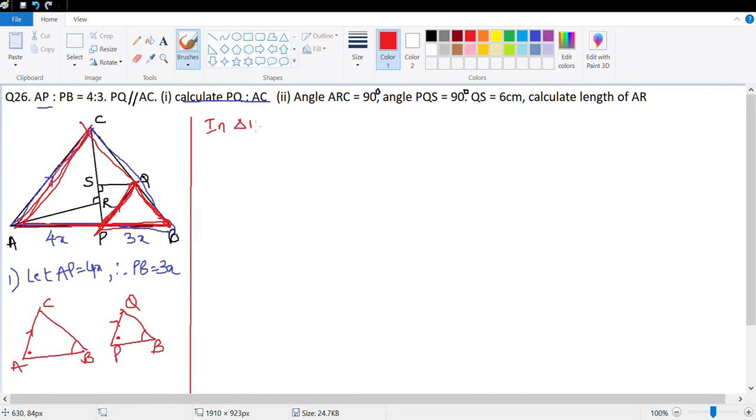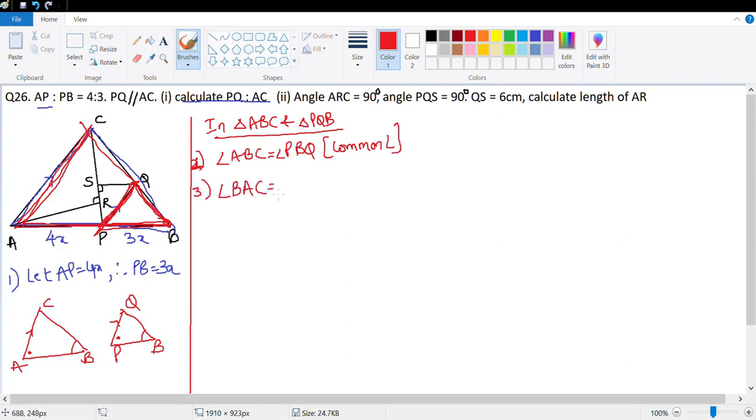So in triangle ABC and triangle PQB, let's see what we have. Number 1 is already gone, so point number 2. Angle ABC is equal to angle PBQ. This is a common angle. Next, angle BAC is equal to angle BPQ.